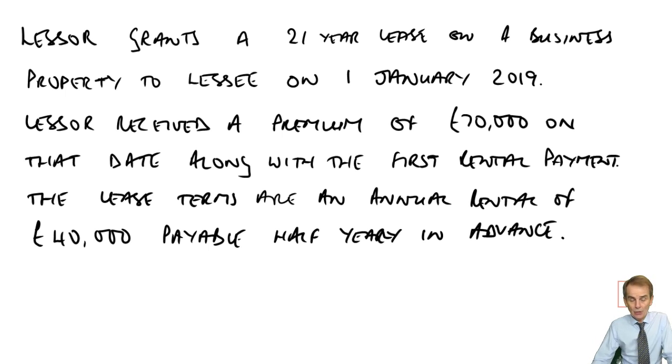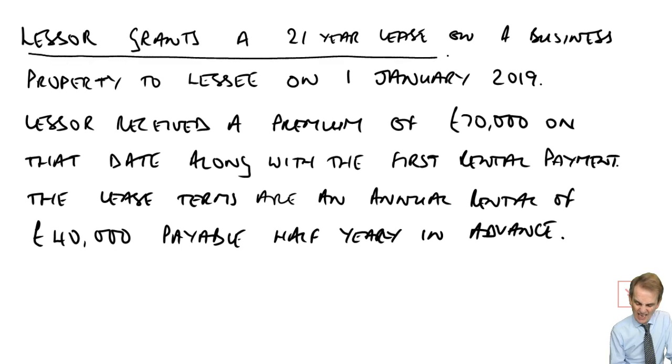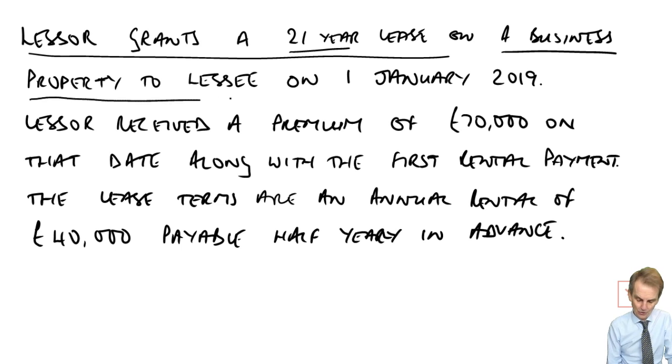Now, we know that the person granting the lease is the lessor. So our example here, the lessor grants a 21-year lease. And where we're most likely to find this is on a business property. 21-year lease on a business property to the lessee. So it's a business, therefore, that is paying the rental, that is paying this premium. And what we're going to have to do is to not just look at the situation for the lessor, but we'll also explain with this example the position for tax relief for payments made by the lessee. We'll see the link between it.